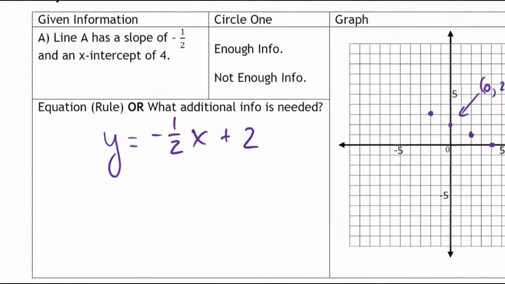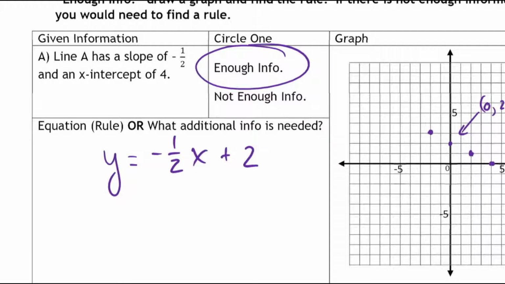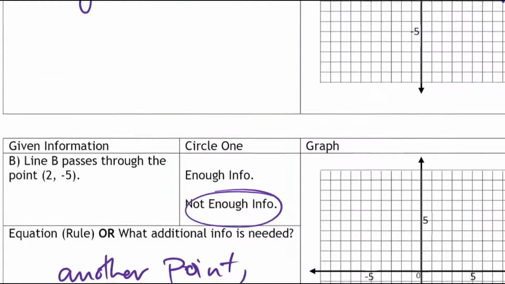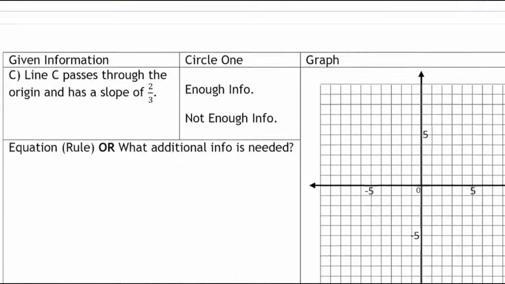And I forgot to circle up here. This was enough information for that one. So I can't graph that one. So let's move on to page 2.